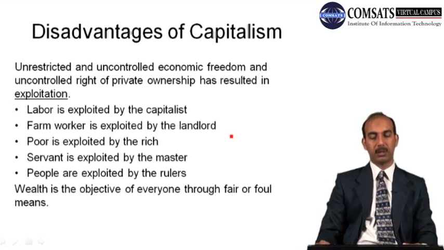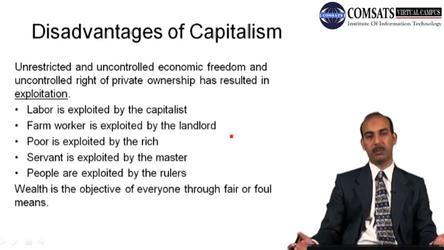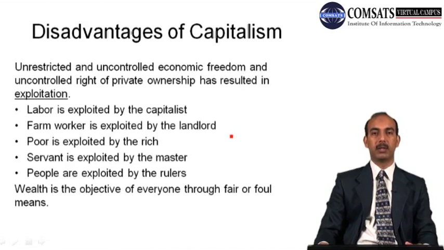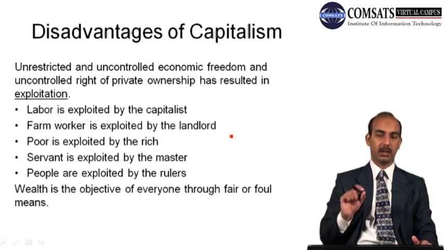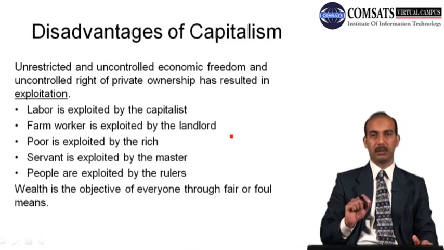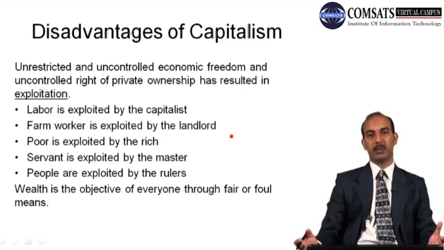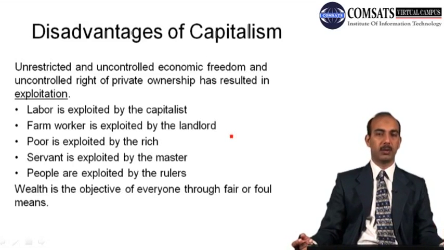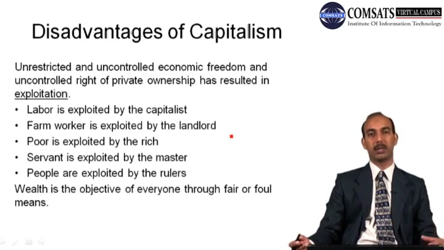And then people are exploited by the rulers. And we are the perfect example of this statement, that we are always being exploited by our rulers. And wealth is the objective of everyone through fair or foul means. In a capitalist society, wealth is the objective, wealth is the motive, that is the goal. So the businesses will achieve their goal of profit maximization, whether it comes at the cost of the environment, at the cost of people's lives, or at the cost of anything.